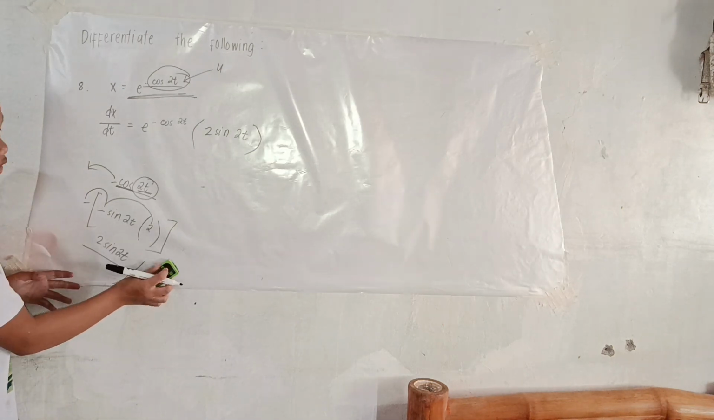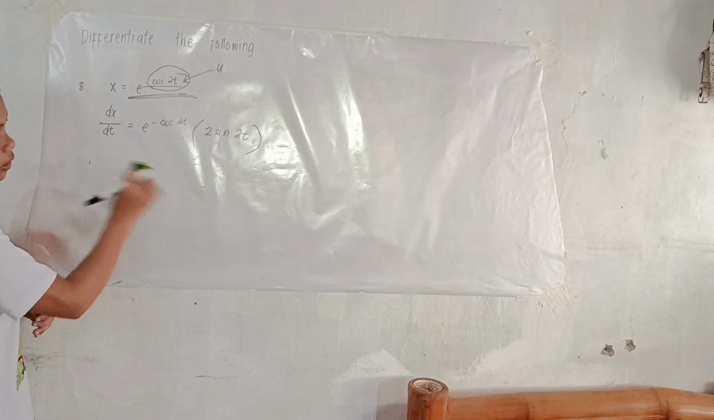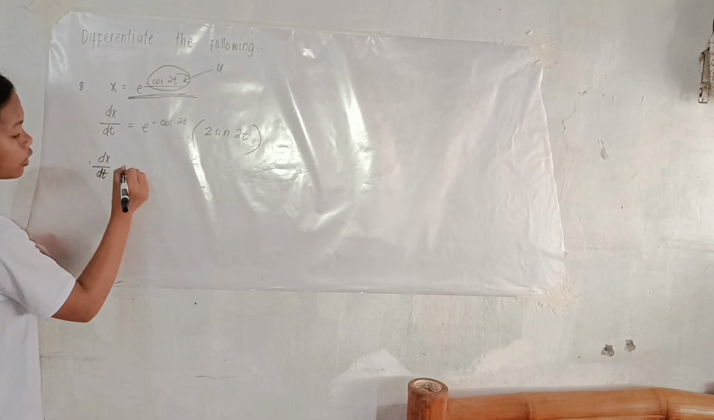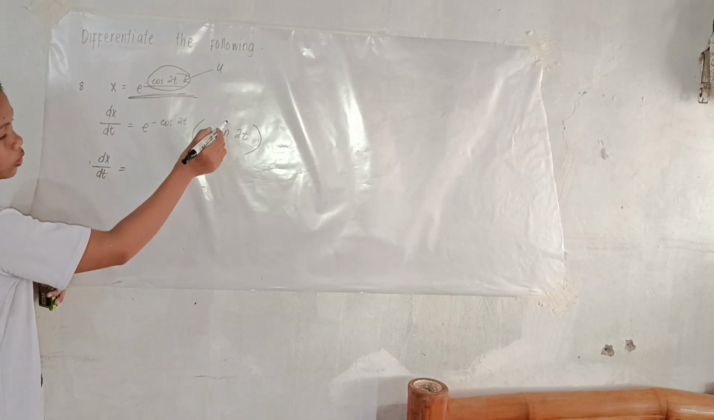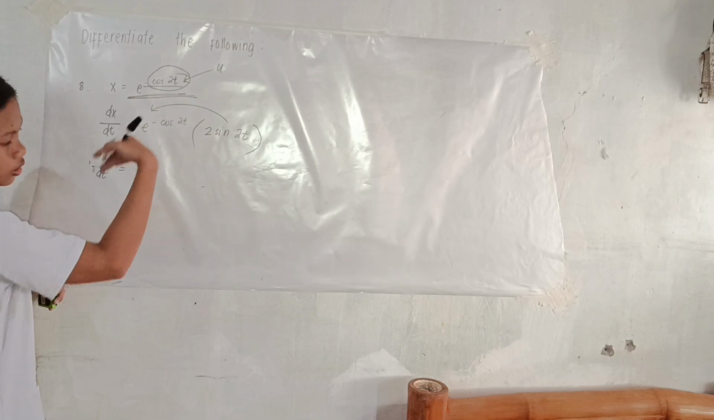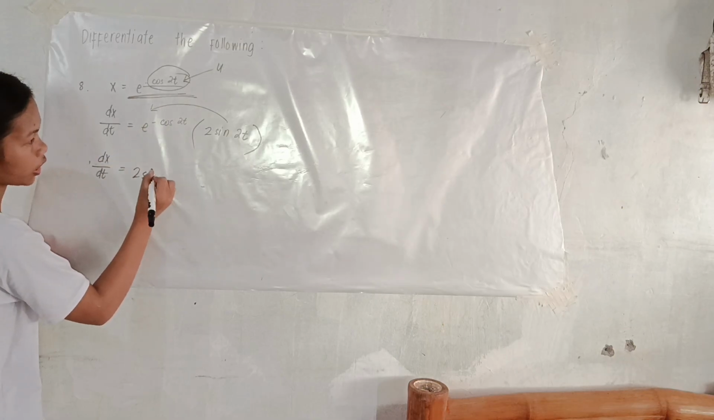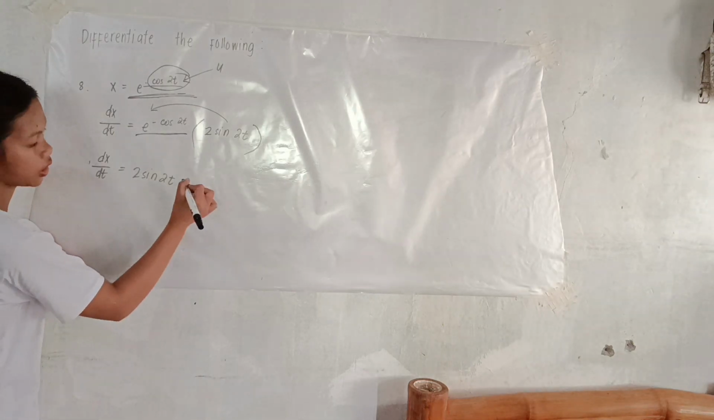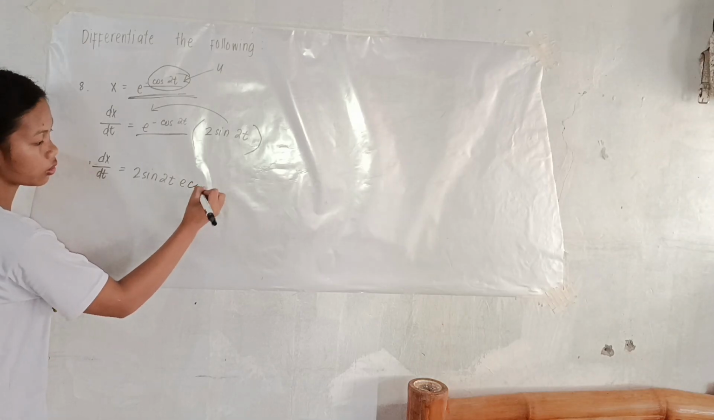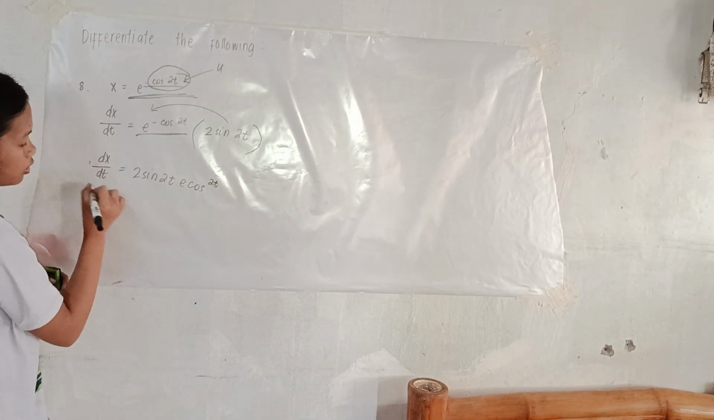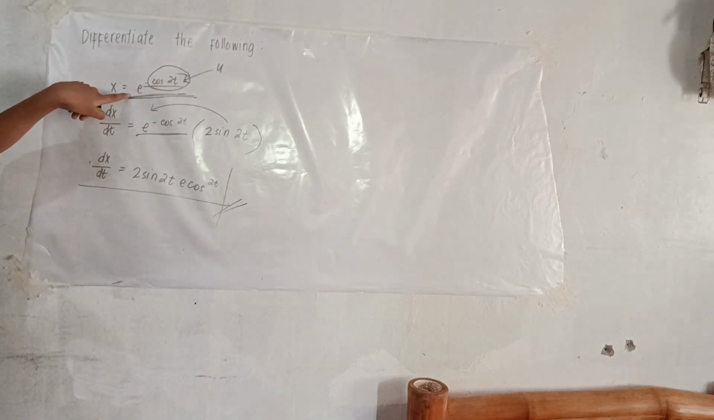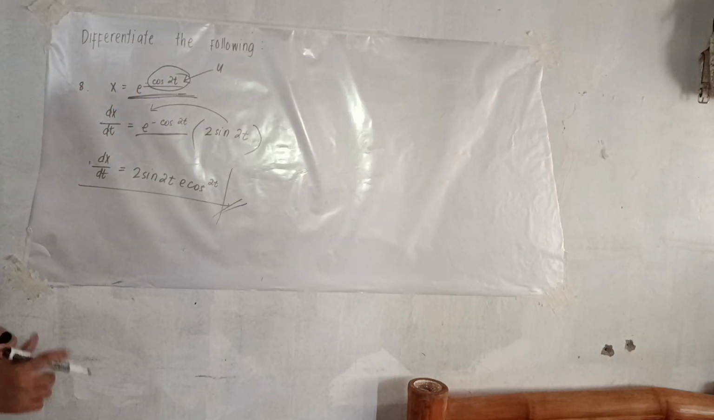Now we can simplify. So dx all over dt will become, we can bring out 2 sine 2t, and copy e raised to negative cos 2t. This is now the derivative of the function e raised to negative cos 2t.